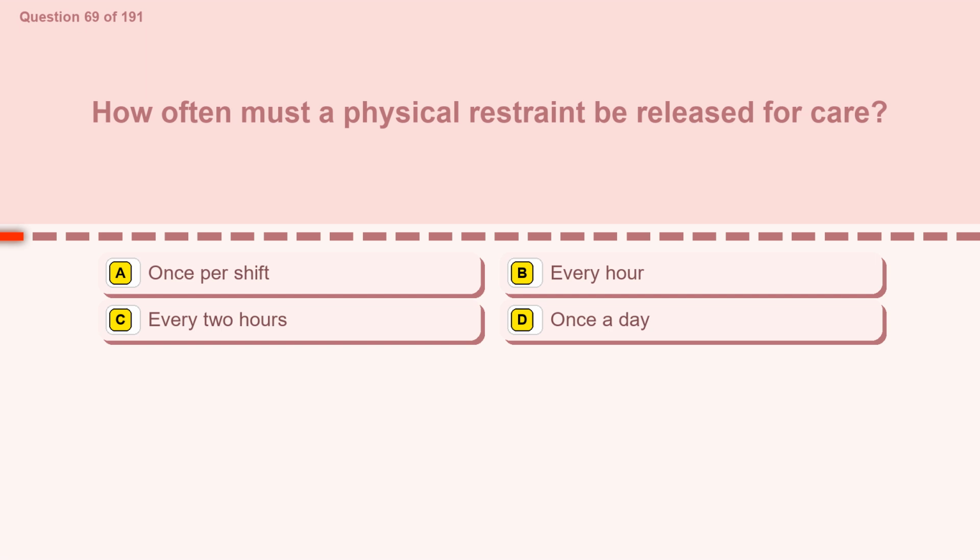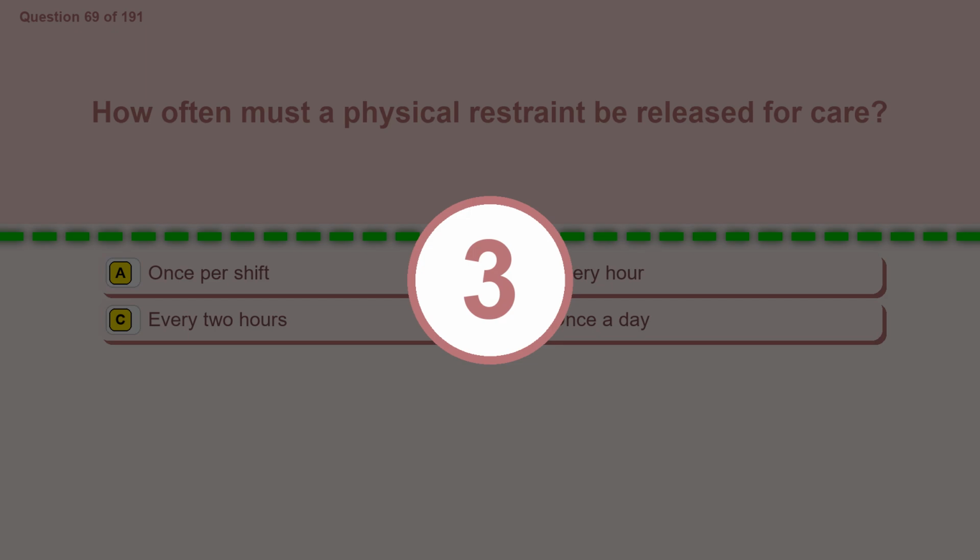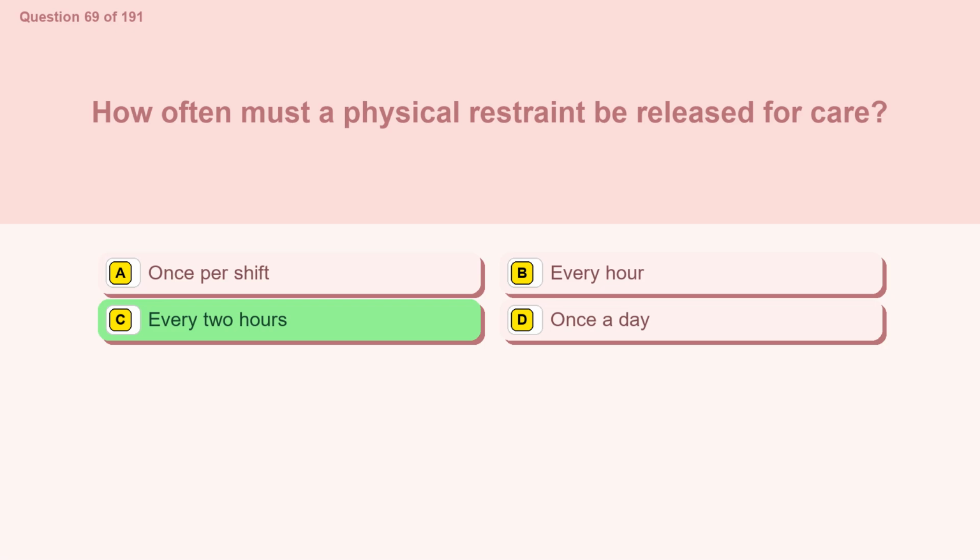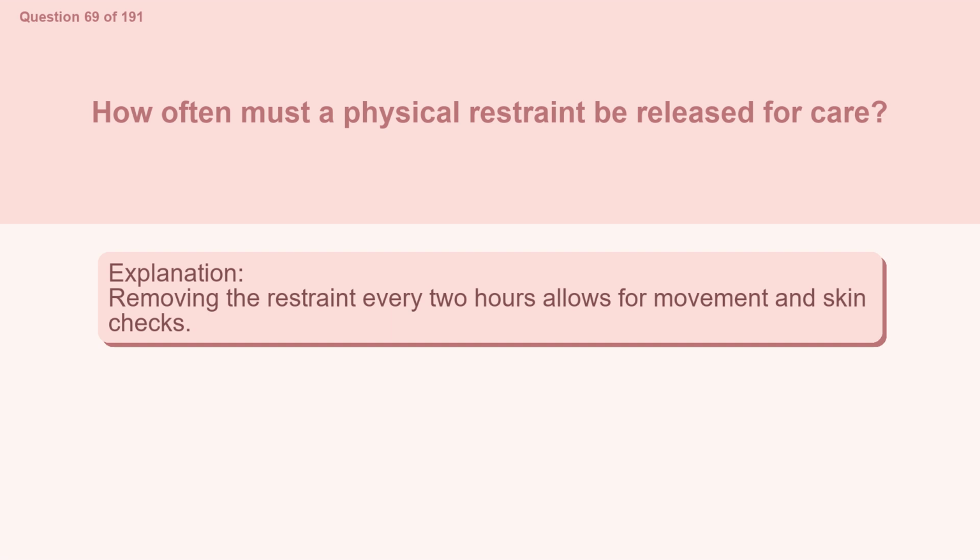Question 69. How often must a physical restraint be released for care? Option A, once per shift. Option B, every hour. Option C, every 2 hours. Option D, once a day. The correct answer is option C, every 2 hours. Removing the restraint every 2 hours allows for movement and skin checks.